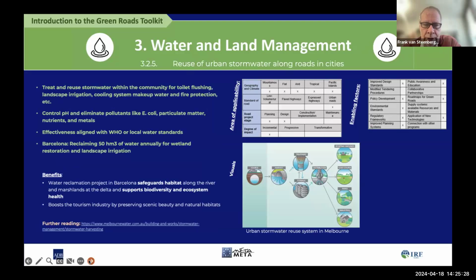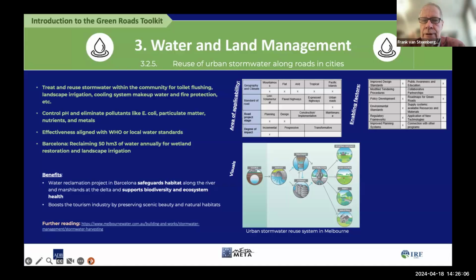Another area is to reuse the stormwater along the roads in the cities. So far we don't want the rural areas, yeah? But many cities, we were working in Amman, for instance, and you see that water is really scarce in Jordan, and they have an amazing system of managing water, blending water. But one important source of water is also the runoff from the urban areas.